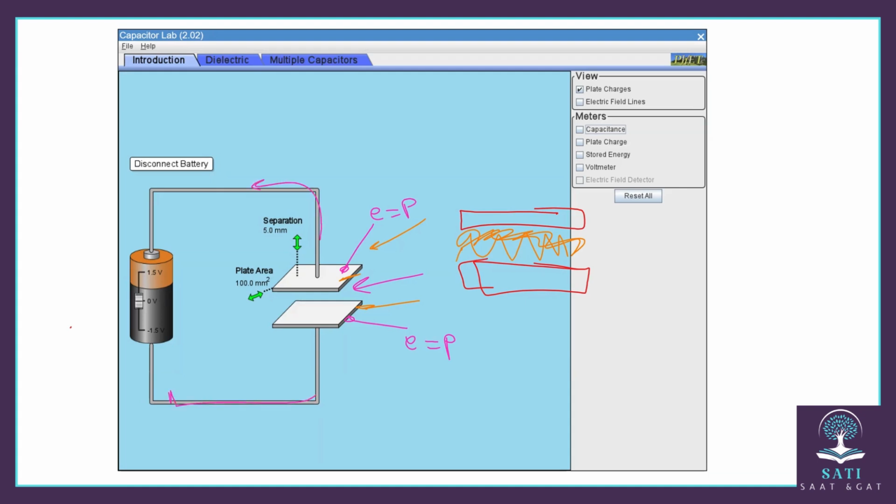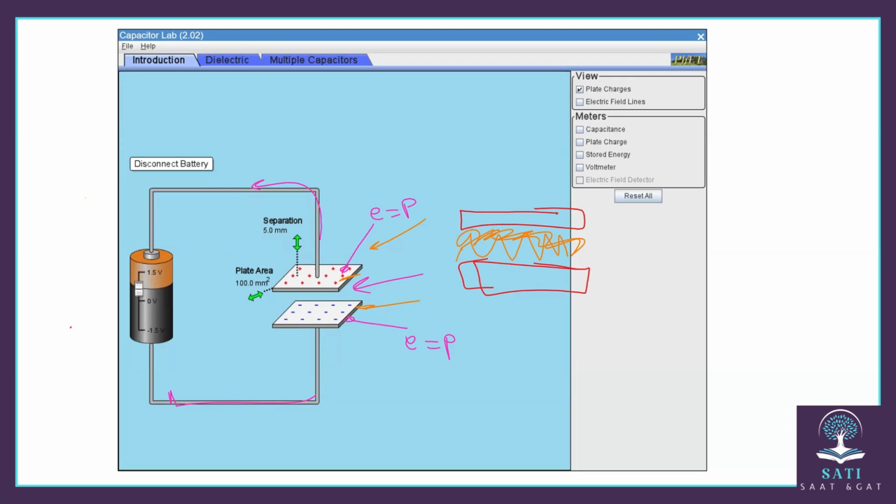Into a battery that is connected to a voltage. The voltage now is 0, as you see. If we increase the voltage, what will happen? While we are increasing the voltage, what happens to the charges on the plates?